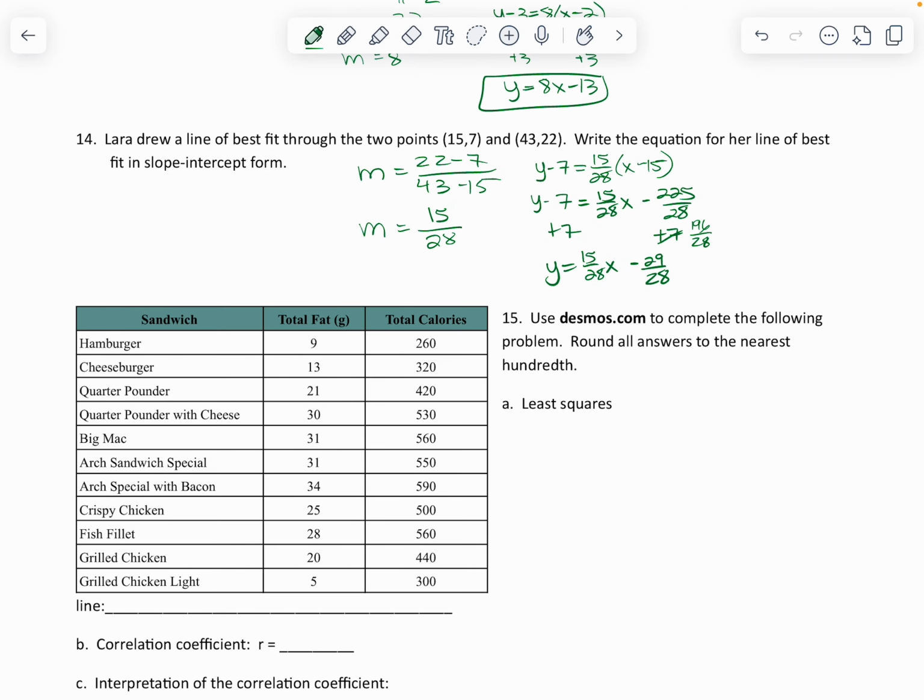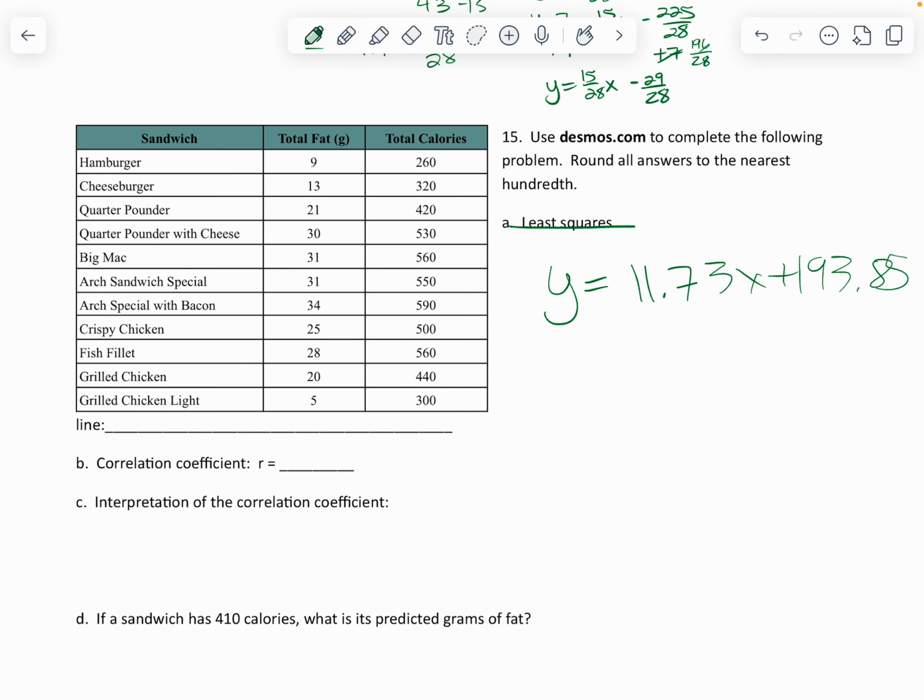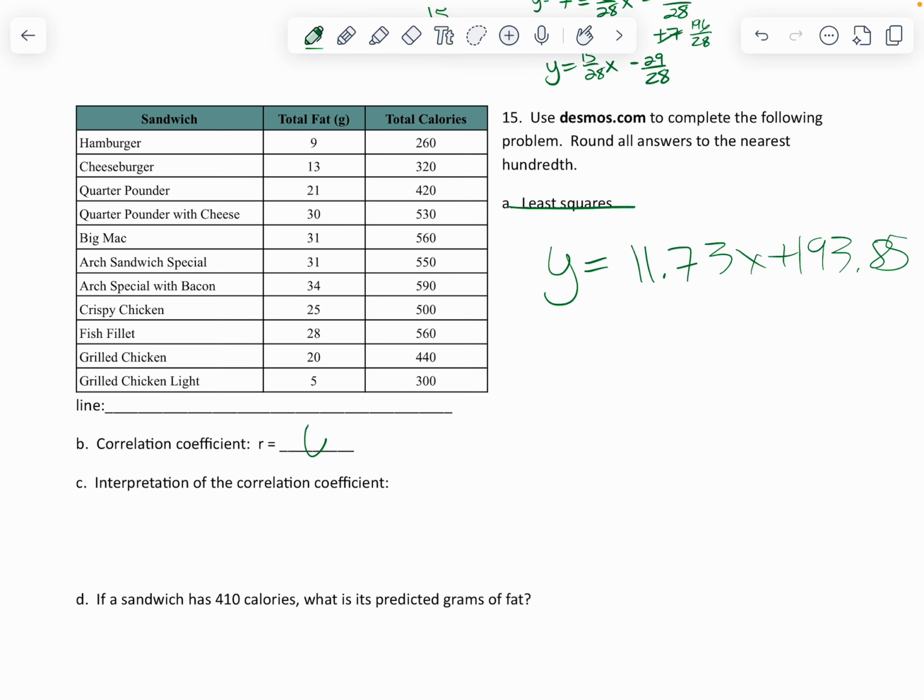Use Desmos to complete the following problem. Okay, so you plug that in. You did not learn least squares, but if you want to know what it is, it's okay. The correlation coefficient, if you plugged it in, you should have gotten 0.98. So that means it's a strong positive correlation.